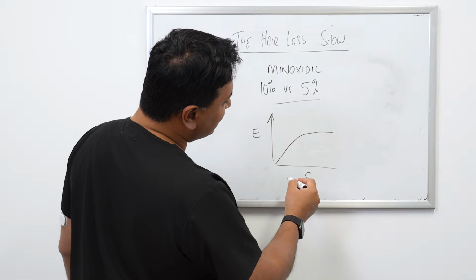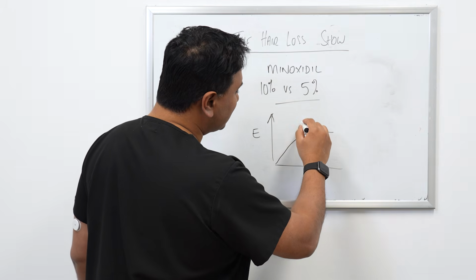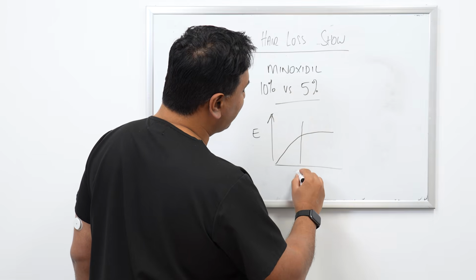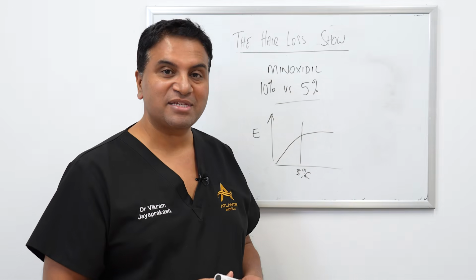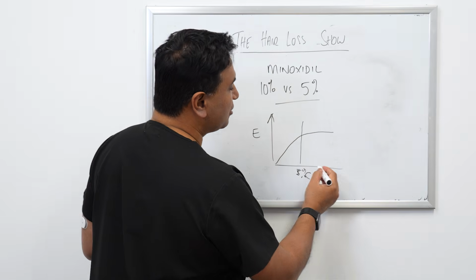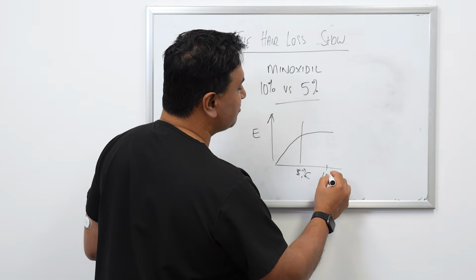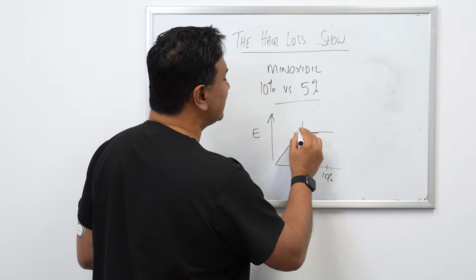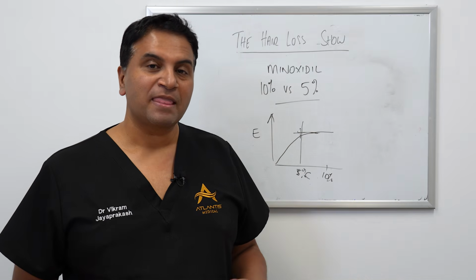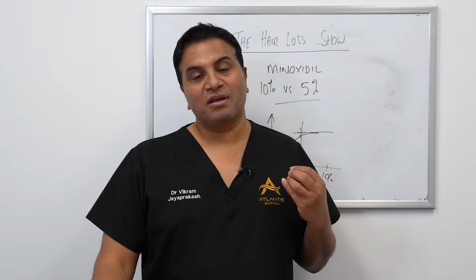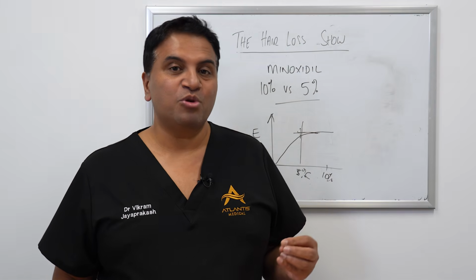And at what point does this flatten out? Well, we think it's sort of around about the 5%, and that's why the original formulations were at 5%, meaning that increasing the concentration up to 10% doesn't really significantly improve the outcome. So the honest answer is we don't know.